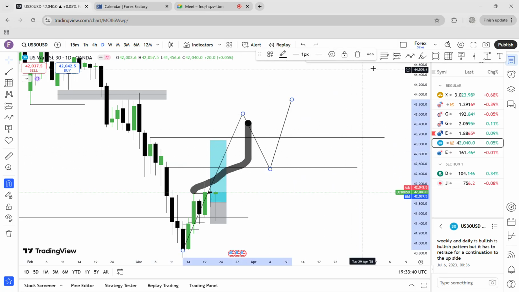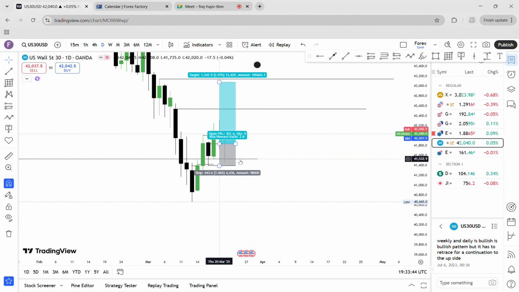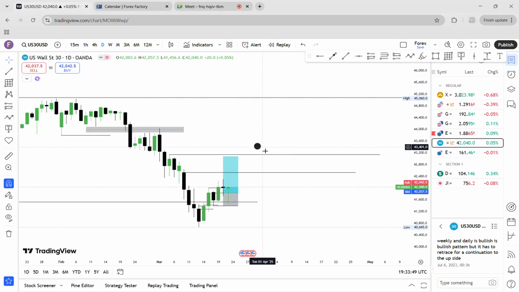Just so we know what is going on, we get this early entry. That is why once you get an early entry, you don't worry about anything. No matter how much this market is going to pull back, it's not coming to stop you out.